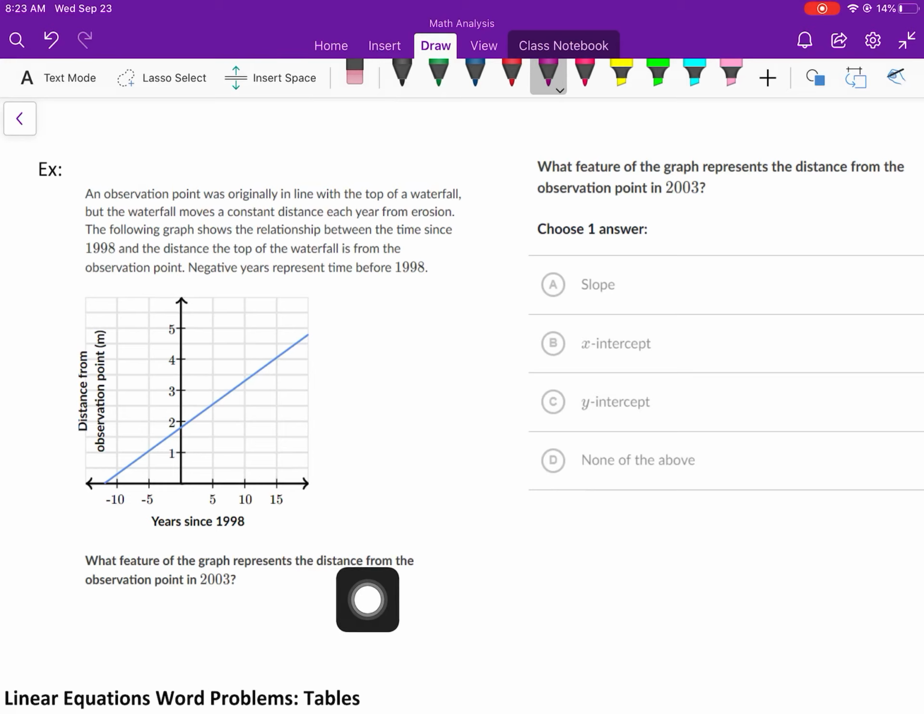And last, what feature of the graph represents the distance from the observation point in 2003? So realize this is years since 1998. This right here, y values are distance from the observation point. So right on the y-axis is 1998. So 1998 plus 5 is 2003. So right at this spot, when x is 5, it's 2003.